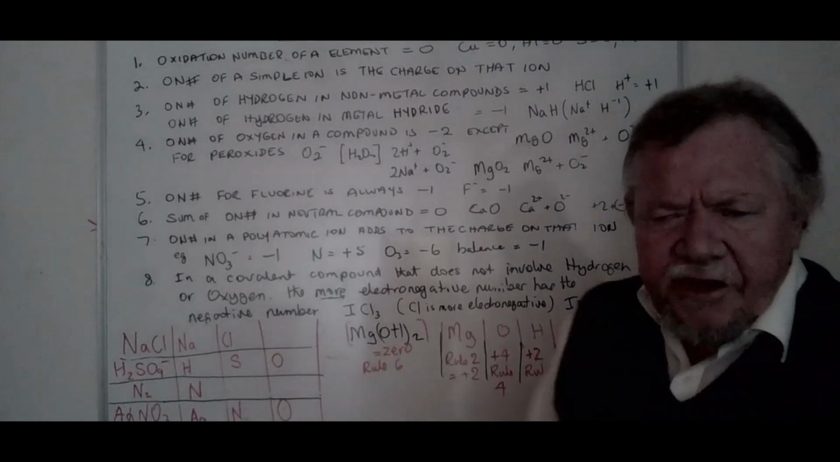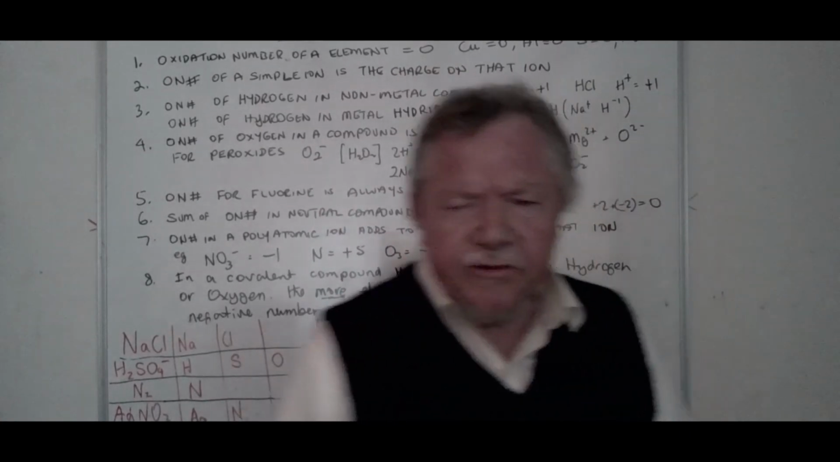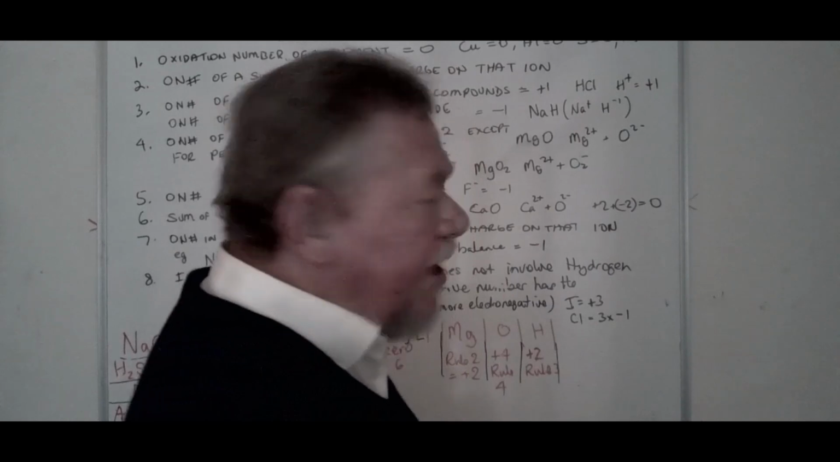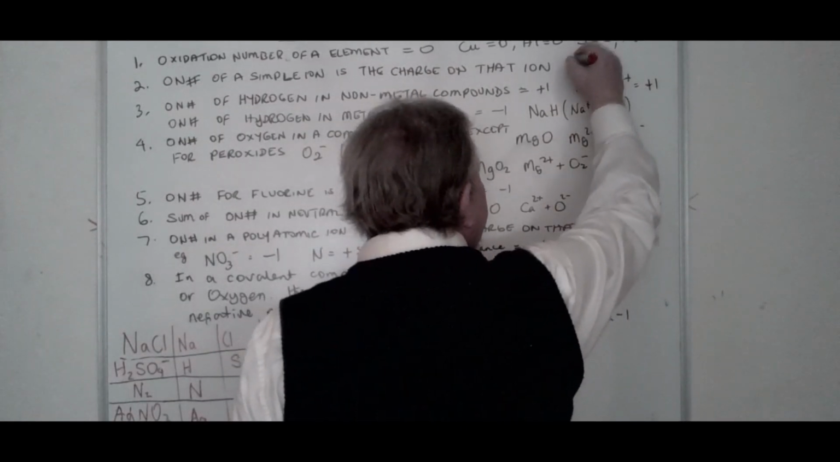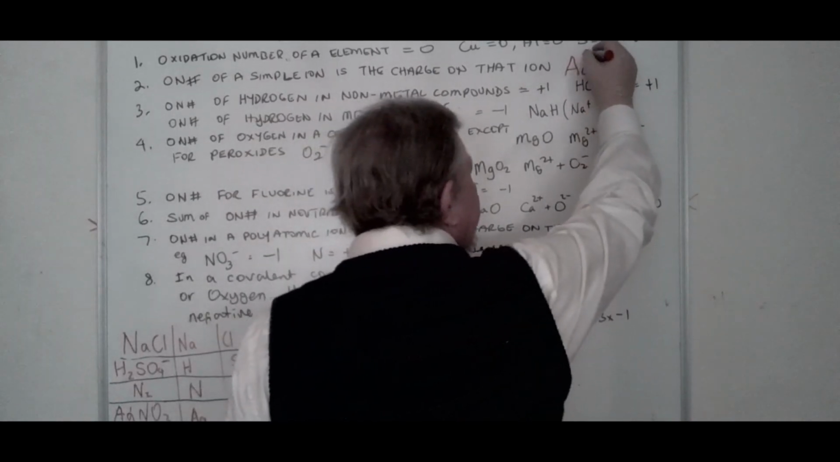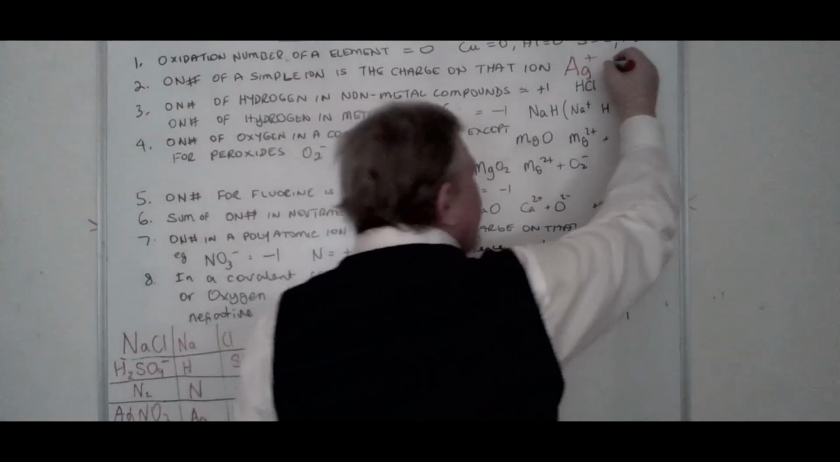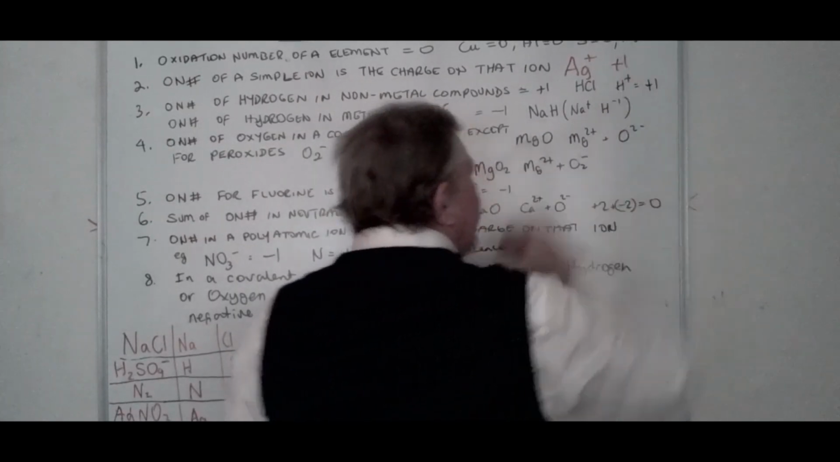Okay, so rule number two: the oxidation number of a simple ion is the charge of that ion. Okay, that's pretty straightforward. I haven't got an example up there, so I'll do that now. Let's say, for instance, silver, Ag, the charge is normally +1, so the oxidation number in this case will be +1.